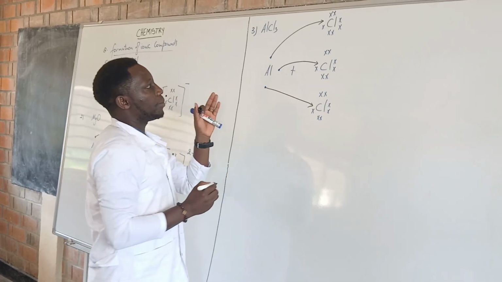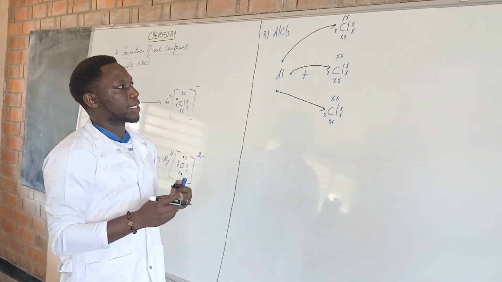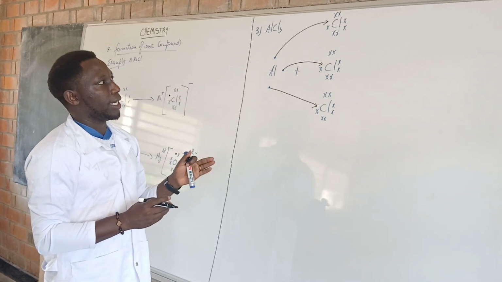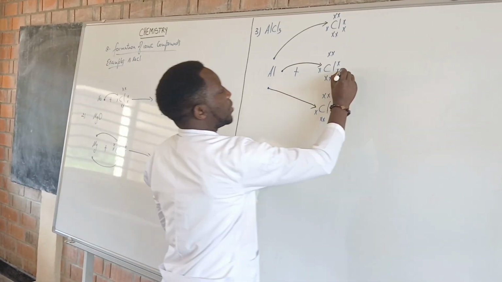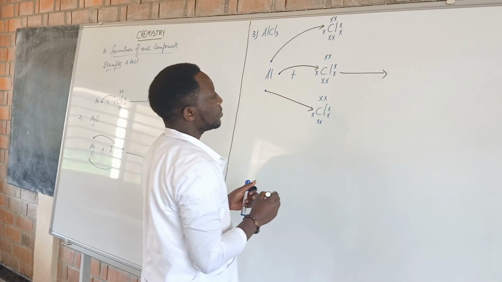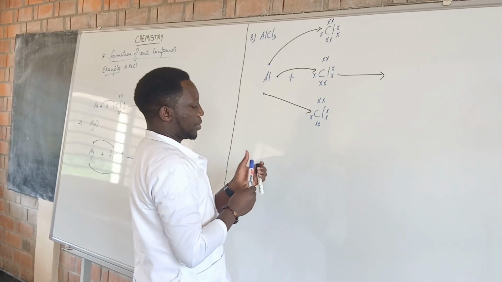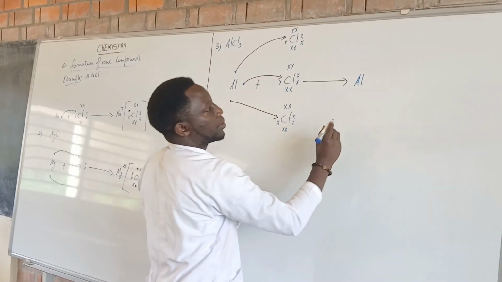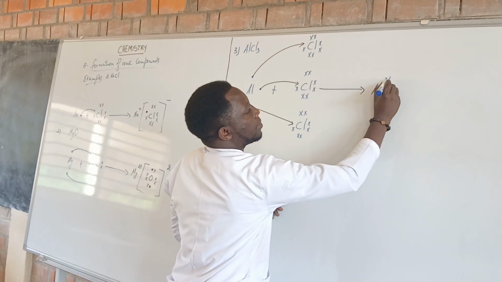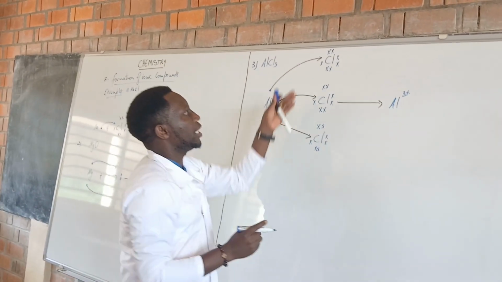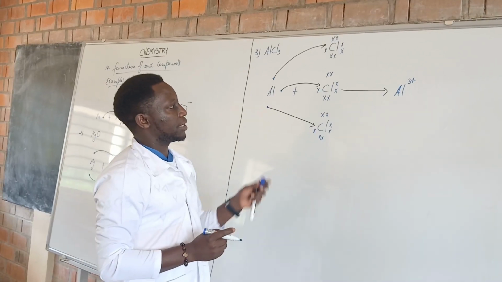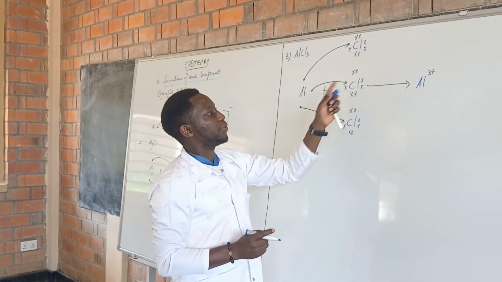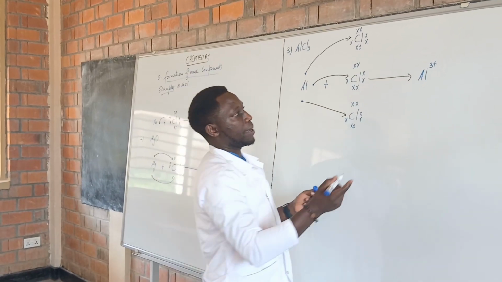Aluminium, in order to become stable, really needs 3 chlorines. This will produce, remember, aluminium loses 3. Aluminium loses 3 electrons, that's why it becomes positively charged. And then each chlorine receives 1. That's why I can write the structure of 1 chloride and then I multiply by 3.